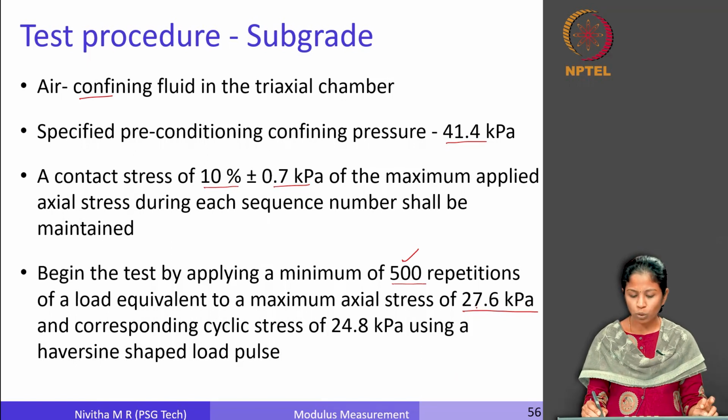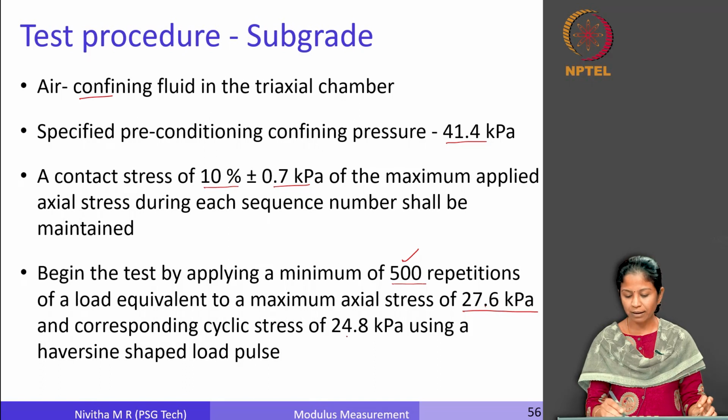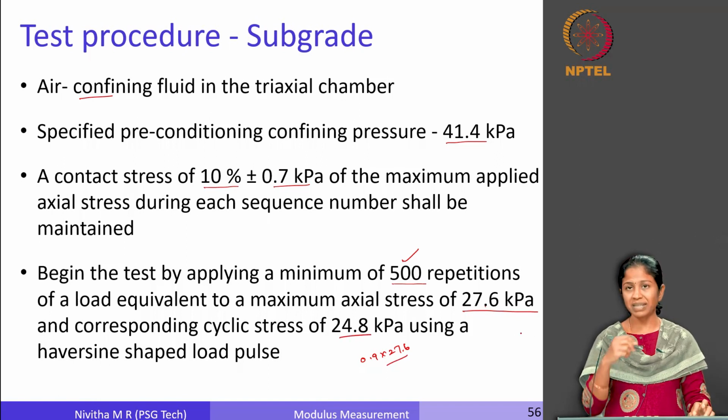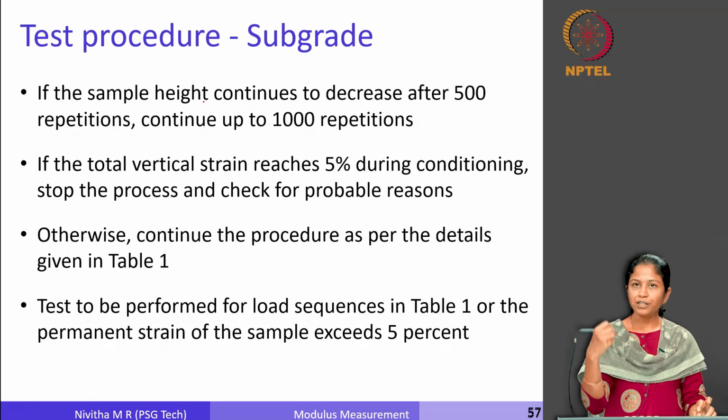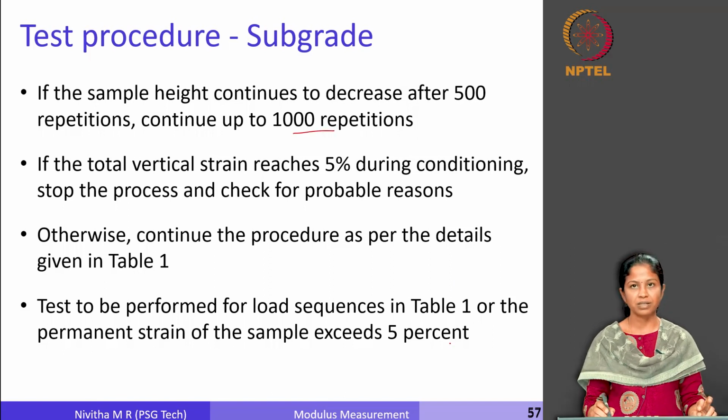Okay. So, if you have a total maximum stress of 27.6, we said that the contact stress is 10% of it. So, if you take 0.9 into 27.6, we will be getting 24.8 kilopascal, right. This is nothing but the cyclic stress that is used and the corresponding strain will be measured, right. So, initially we apply 500 repetitions. If the sample height continues to decrease even after 500 repetitions, which means that we have not reached the resilient state so far, then we can continue the initial conditioning cycle even up to 1000 repetitions.